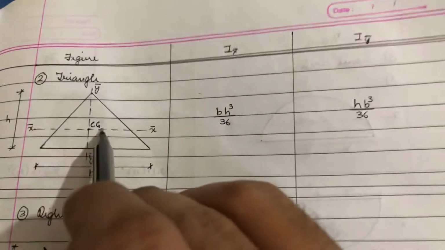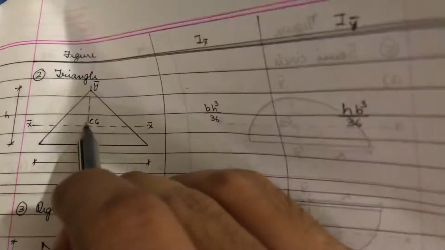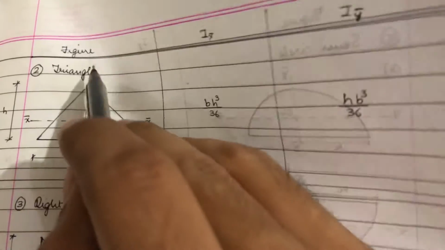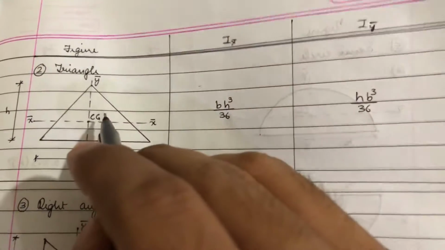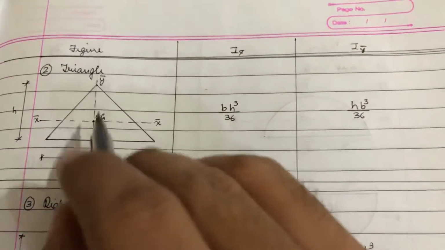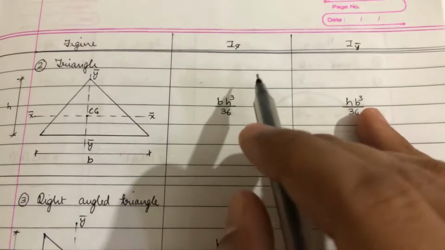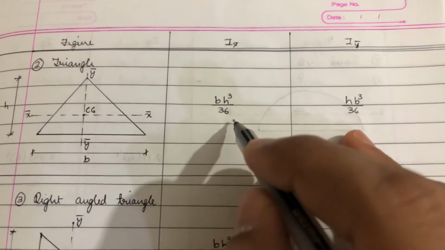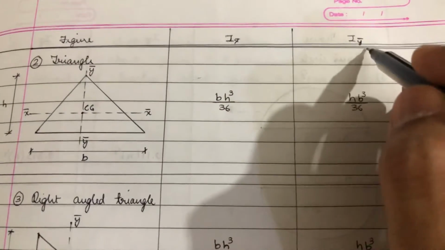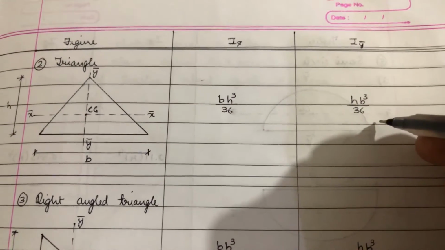So at this point, the axis of symmetry will pass through this point. Now you can say that this triangle is an isosceles triangle. So its Ix bar will be equal to BH cube by 36 and its Iy bar will be equal to HB cube by 36.